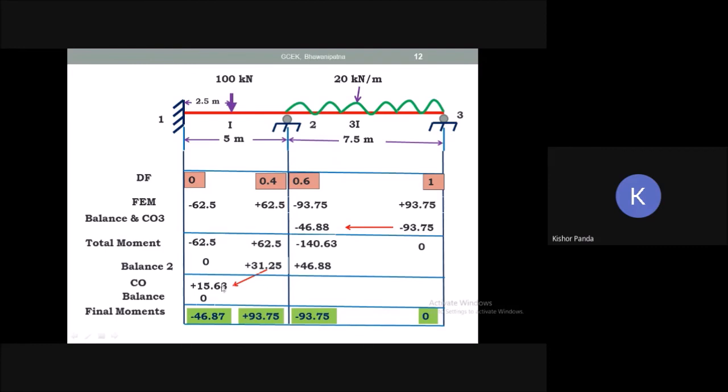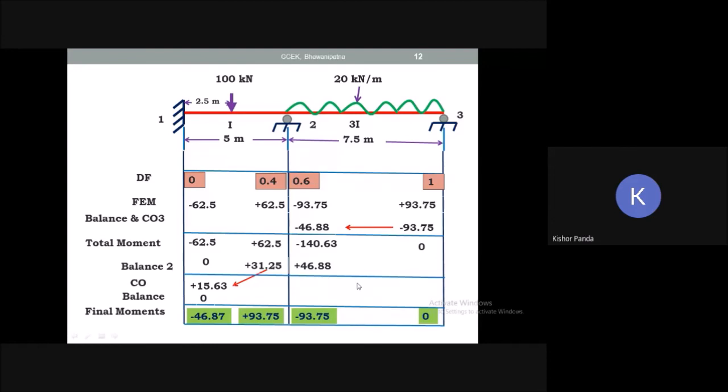Then after carry over the moment, you have to go for the balance again. So here you see 15.63 into 0, 0, and here also 0. So 0 into 0.40, and here also 0, and here already this is balanced. So after balancing the joints 1 and 2, there is no need to go for another cycle, because here you got everyone is 0. Here this is 0, this is 0, this is 0, and this is already balanced you got here.